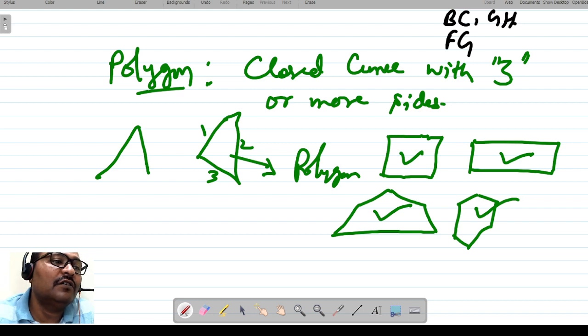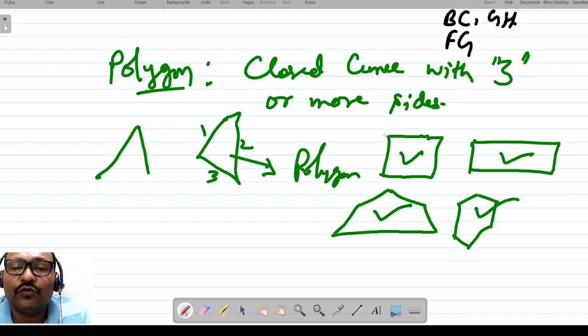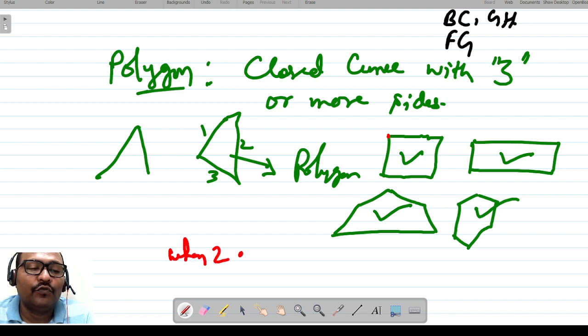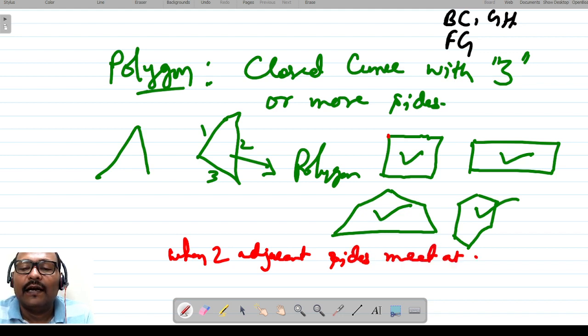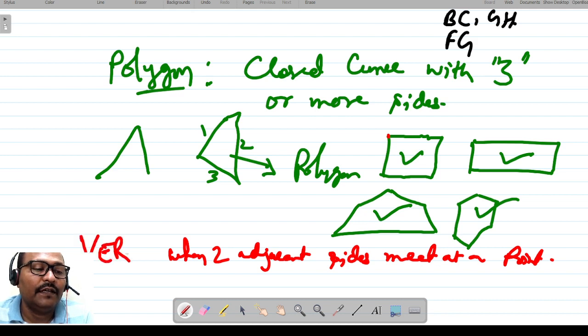And do you have the concept of vertex, students? Okay, the concept of vertex, let me show you. When two adjacent sides meet at a point, that is called what? Vertex. It's called vertex.